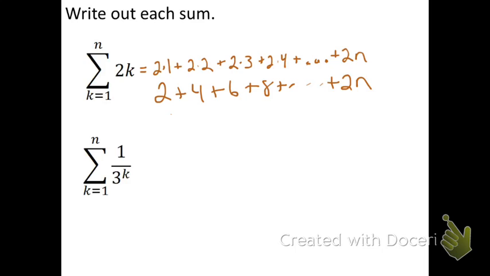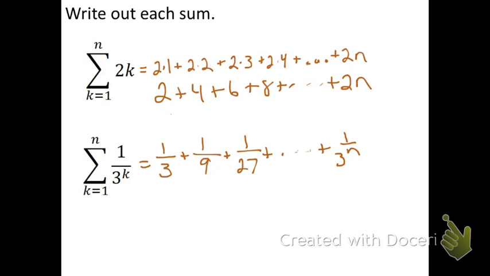Let's write out the next one. We have 1 over 3 to the k. We're going to write all of our terms and put pluses in between them. So 1 over 3 to the first power, plus 1 over 3 to the second power, which is 9, plus 1 over 3 to the third power, plus all the way to 1 over 3 to the nth power. This one doesn't tell us how far to go, so we're just going to go to n.